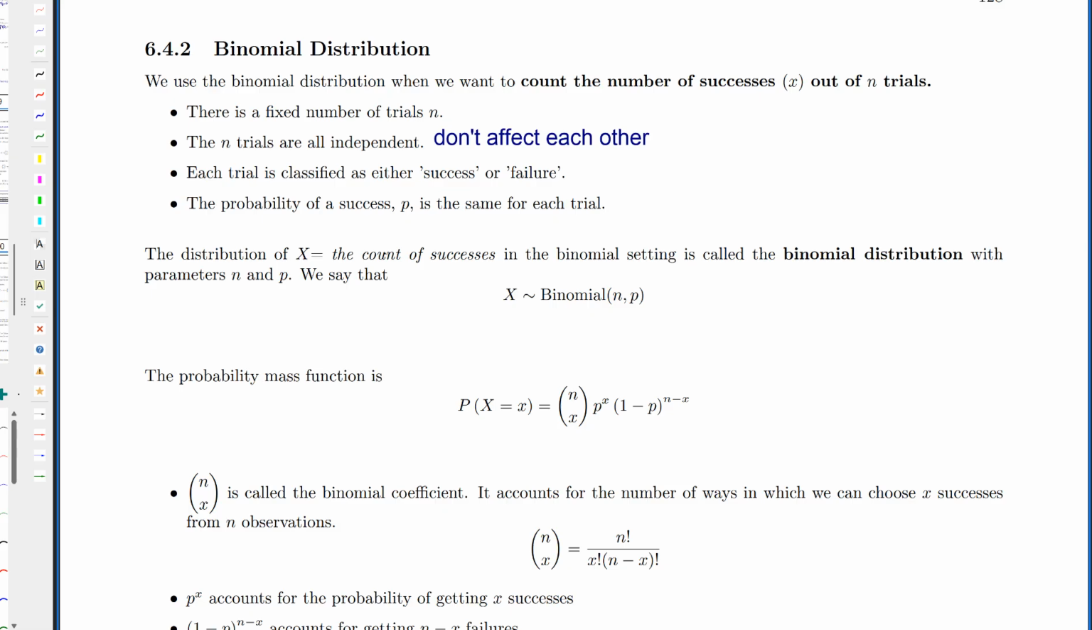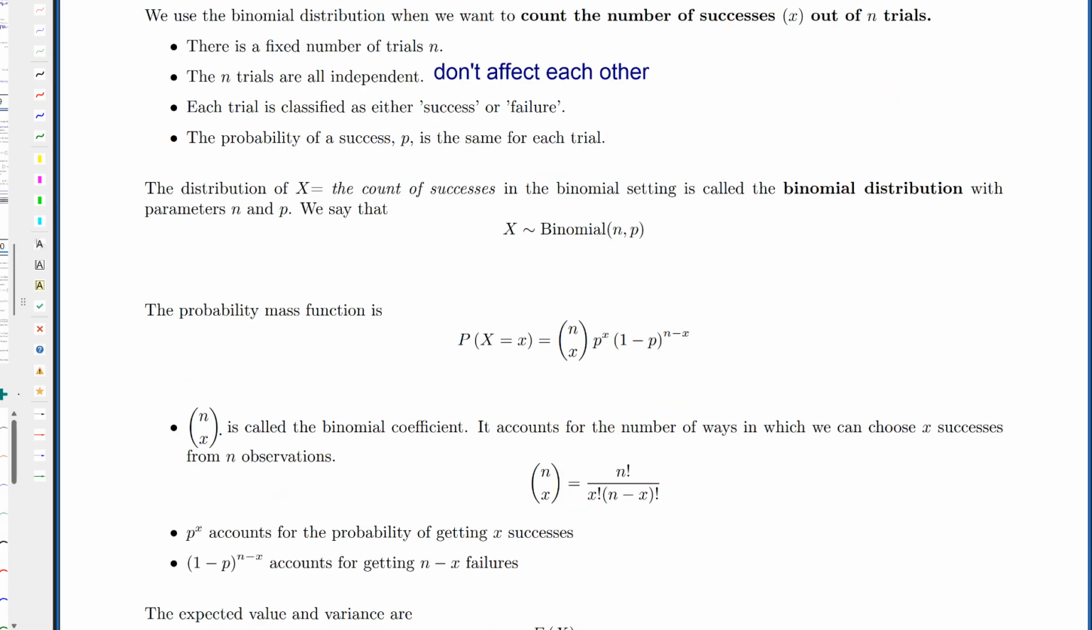So the distribution of x, which we'll call the count of successes in the binomial setting, is called the binomial distribution with parameters n and p. We say that x is distributed binomial with the parameters n, comma, p. Then our probability mass function, or the probability that x equals a specific value, is n choose x, the binomial coefficient, times the probability of success raised to the x power, times 1 minus p, so that's the probability of failure, raised to the power of n minus x.